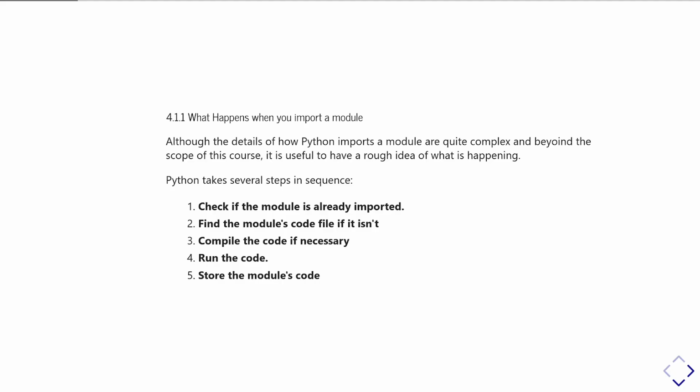So the actual technical details of how Python imports a module can get quite complicated and are well beyond the scope of the course. But it's good to have at least an outline, a rough idea of what is going on there. So Python takes several steps in sequence when you tell it to import a module. The first thing it does is check whether the module is already imported. If a module is already imported, Python won't re-import it again. It'll just give you the thing it's already imported.